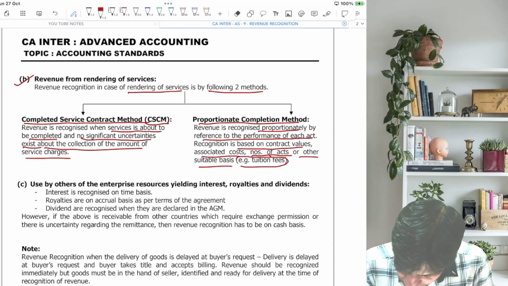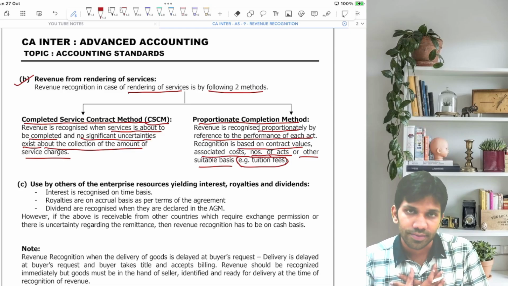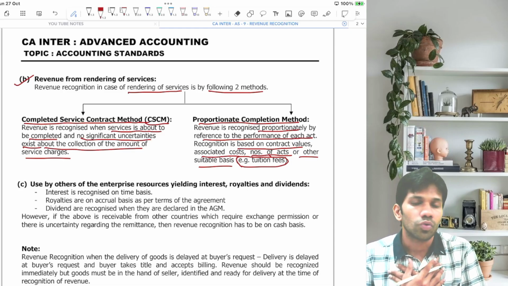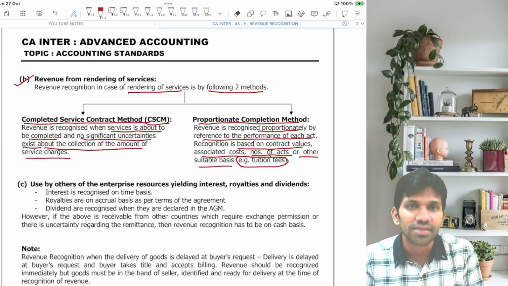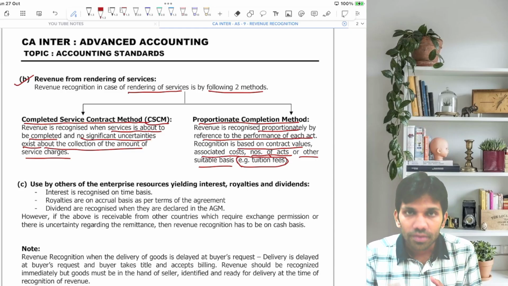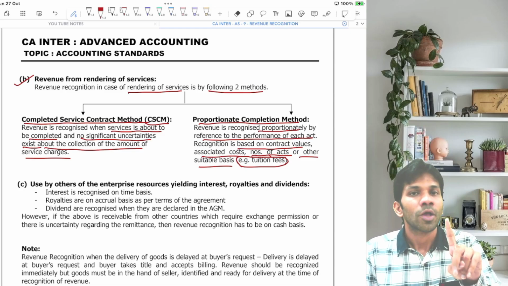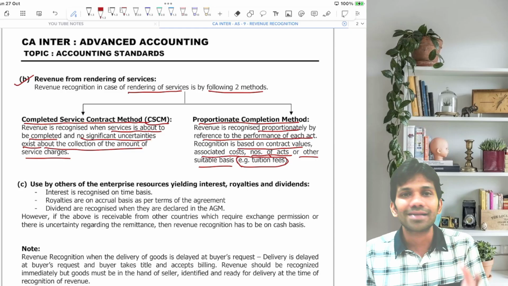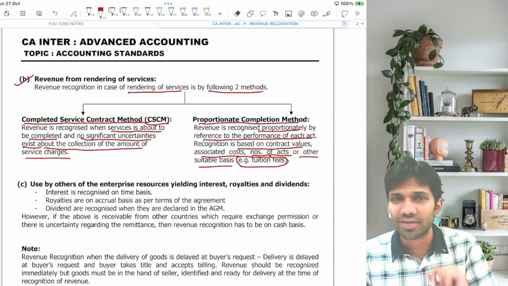Example, they have given tuition fees. I will give you this example properly. Suppose I am running a coaching class. So, who are my customers? The students. Students will enroll in my coaching classes. They will pay the required fees, and they will pay the fees in two ways. Either they will pay in lump sum or they will pay in installments. Let's assume they pay in installments, or let's assume they pay in lump sum, whatever the case may be.